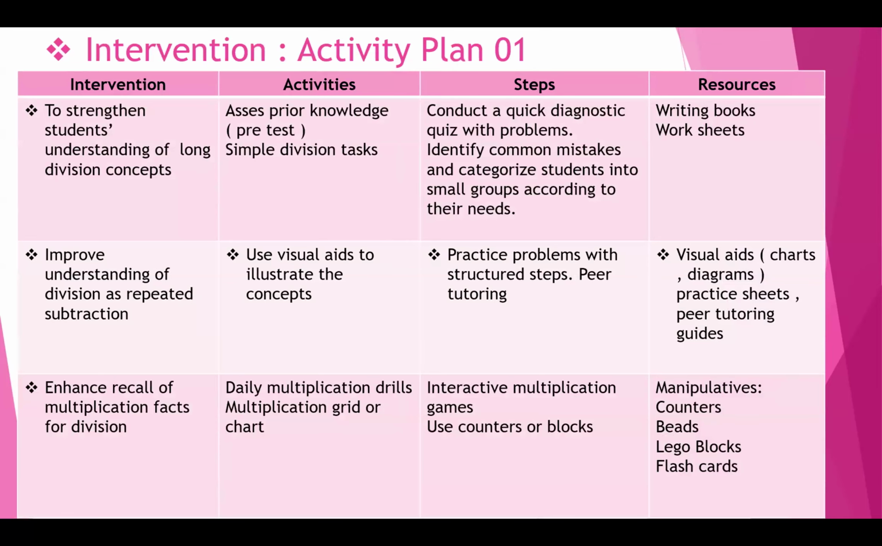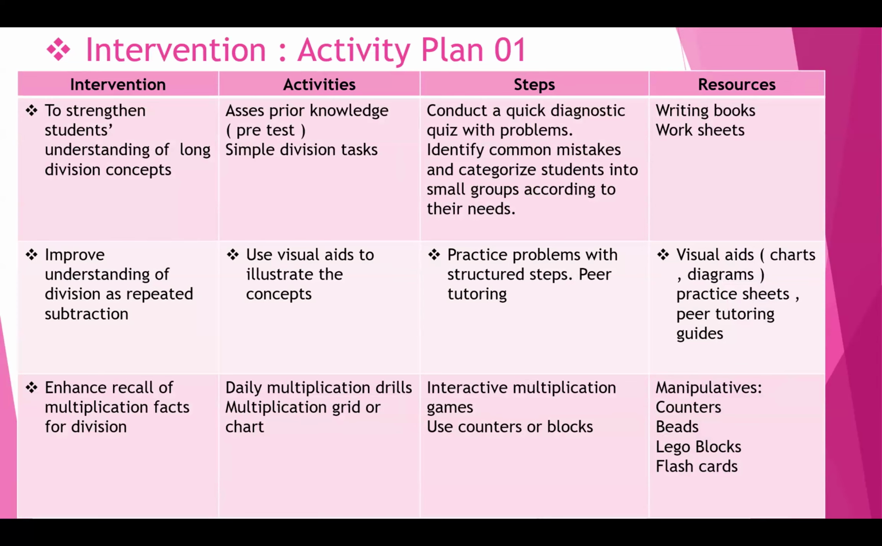And this is my intervention activity plan. Intervention: strengthen students' understanding of long division concepts. Activities: assess prior knowledge with a pre-test. I have taken photos, which I have mentioned in the annexes. I will show you, ma'am. And the steps: conduct a quick diagnostic quiz.